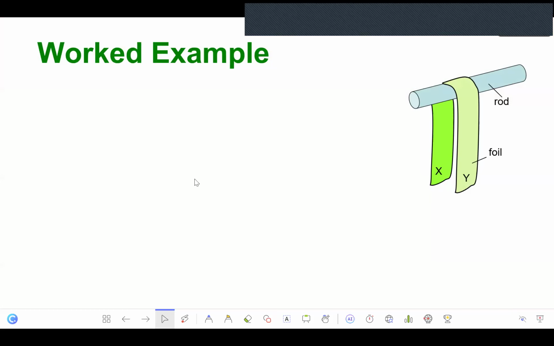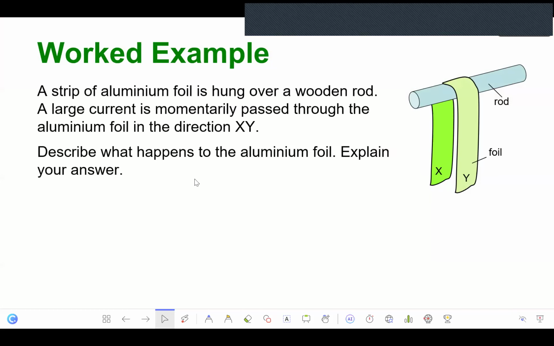Okay, next, take a look at this example. It says that a strip of aluminum foil is hung over a wooden rod. So a large current is momentarily passed through the aluminum foil in the direction X to Y. Okay, what happens to this aluminum foil? And then you need to explain your answer. So the first step, there's a current flowing X to Y. So these two are like your current carrying conductors.